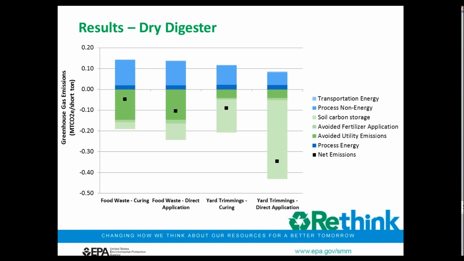And then for yard trimmings, you can see the option of curing versus direct application has a larger impact compared to food waste. And this has to do with the increased carbon content that is retained in the yard trimmings versus in the food waste, and how when directly applied, there's much higher soil carbon storage that occurs from yard trimmings, which shows why there's a larger net emissions offset from yard trimmings direct application compared to food waste.